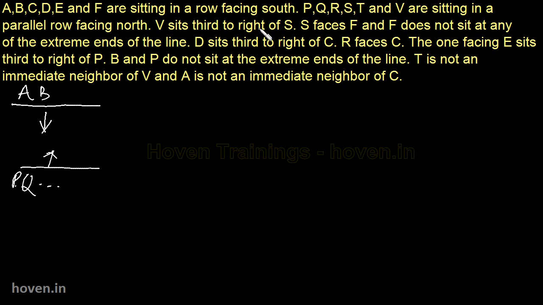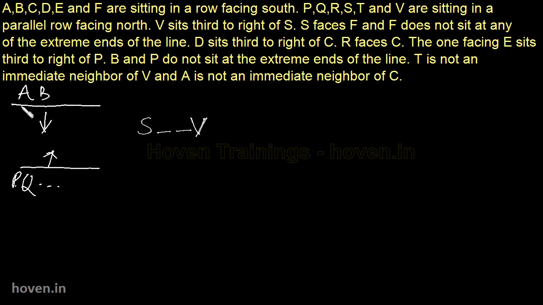V sits third to the right of S. So this is the row in which V and S will be found. And since S is facing north, the arrangement would be S space space V. V is two places away from S and to the right of S because S is facing north, so V will come here. Next he says S faces south, S faces F, and F does not sit at any of the extreme ends of the line.